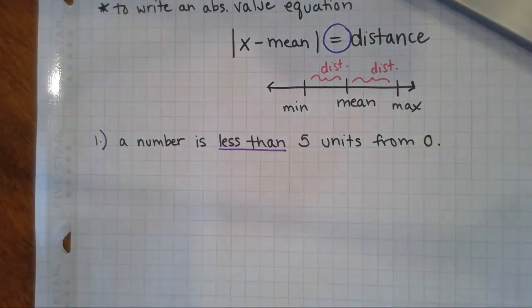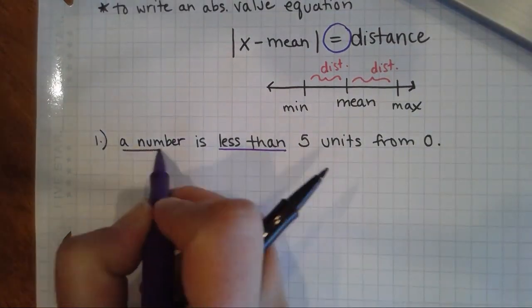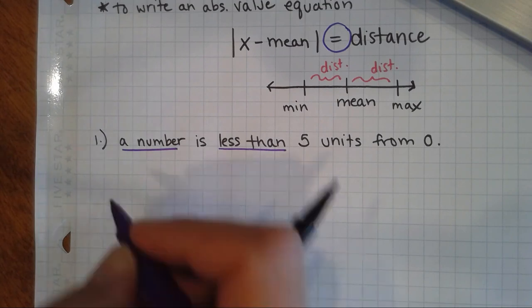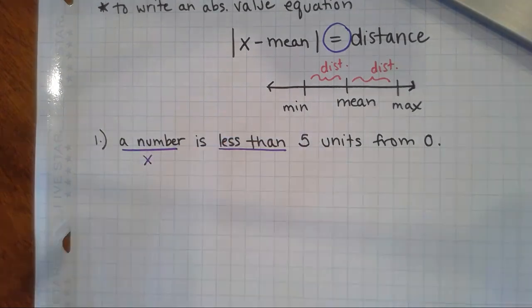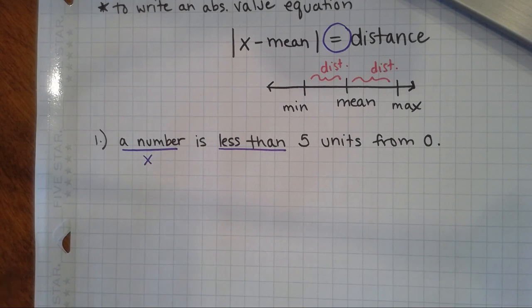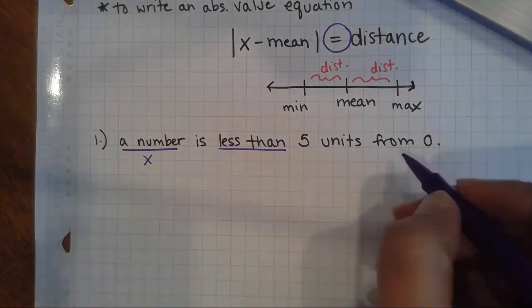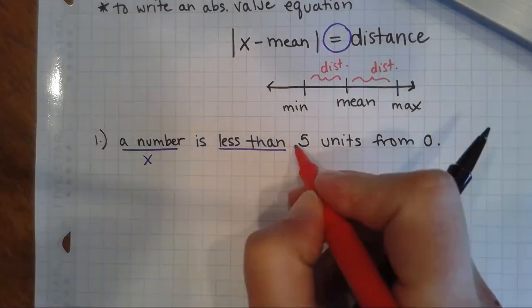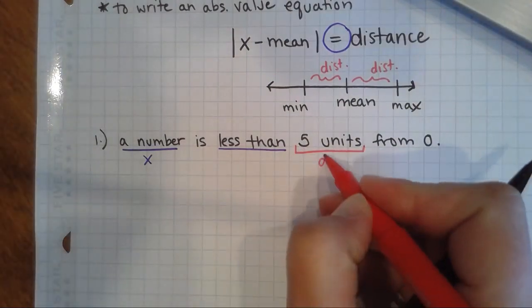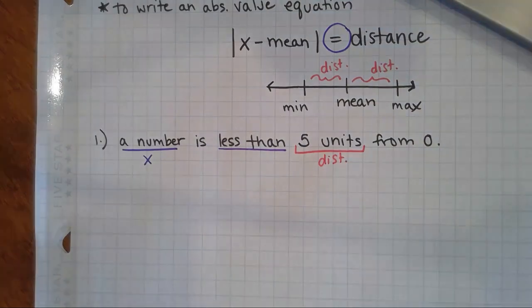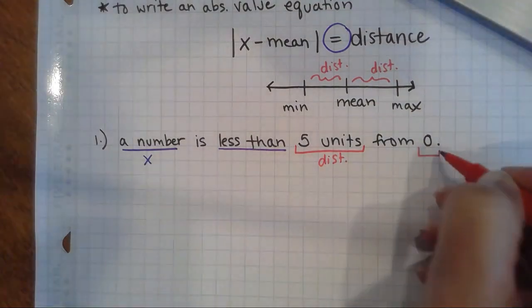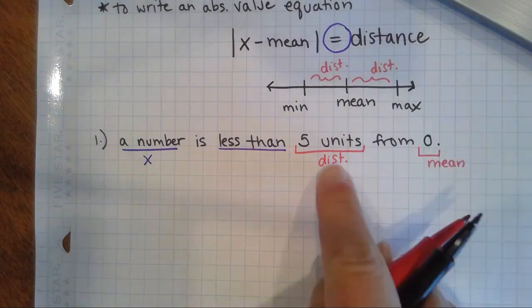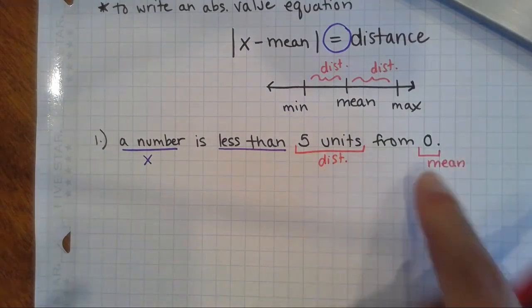Inequality sign, we'll use less than. We'll have a number, which is going to be our variable, okay, x or n or whatever it wants you to use. In this case, it just says a number so that you can pick the variable. Okay, 5 units, this is going to be our distance, right? If it's 5 units from 0, this is our distance. And from 0, that means that 0 must be our mean, right? If it's 5 units on either side, then 0 is our mean.